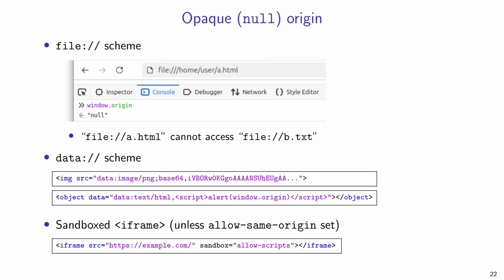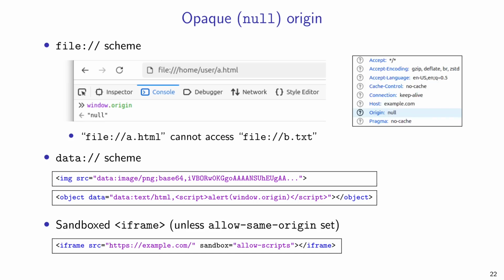Sandboxed iframes are also assigned the null origin, unless the allow-same-origin parameter is explicitly set. So even if an iframe is loading content from, say, example.com, the content will be given a null origin and it will not be able to access example.com resources like cookies. Also, when a null origin makes a network request, the Origin header in the request is set to null.